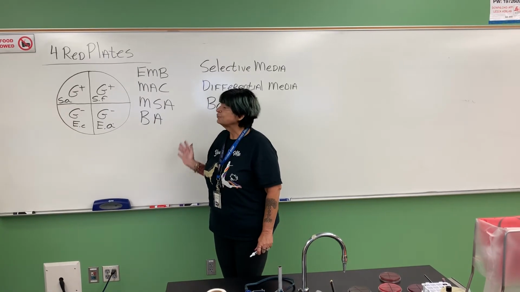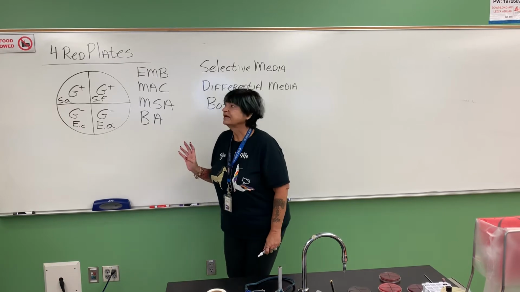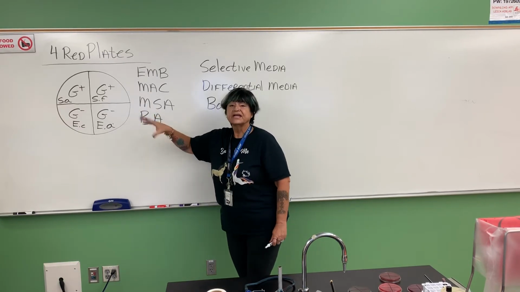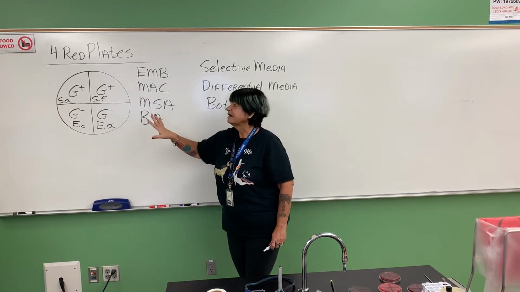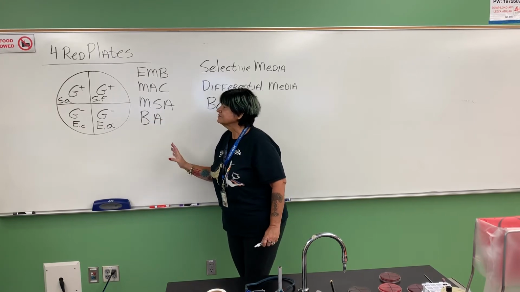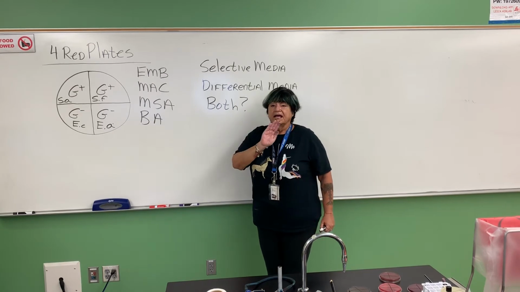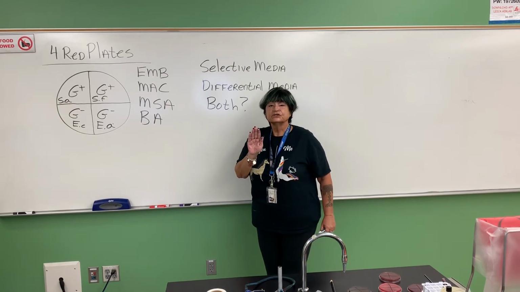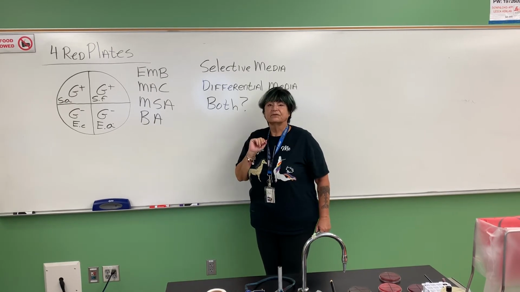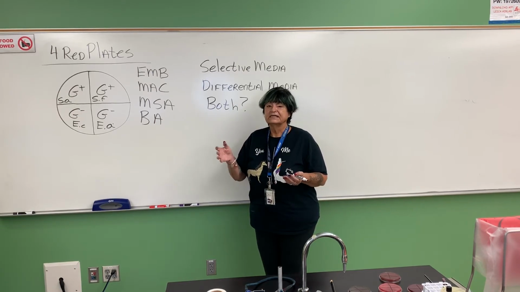And then next week when they grow, depending on which can grow and which can't grow, you're going to decide what kind of media it is. So for example, let's say next week you look at it and the gram negatives grew, but the gram positives didn't grow. That right there would be a hint that it's a selective media. It's selecting just for the gram negative.